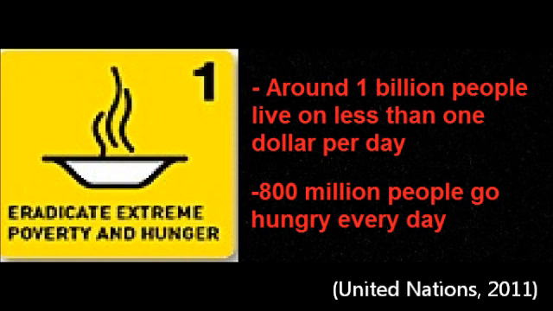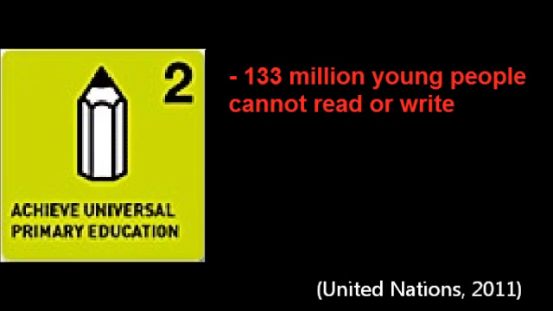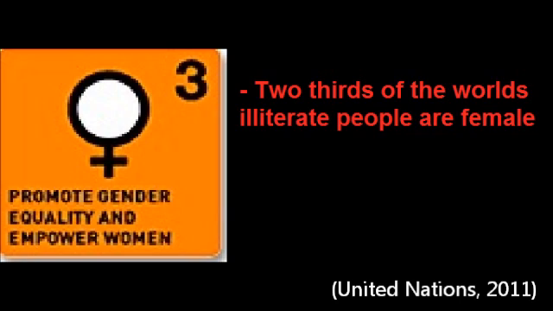1. Eradicate extreme poverty and hunger. Around 1 billion people live on less than $1 per day, and around 800 million people go hungry every day. 2. Achieve universal primary education. The target is for all children, boys and girls, to complete a full course of primary schooling. 133 million young people cannot read or write.